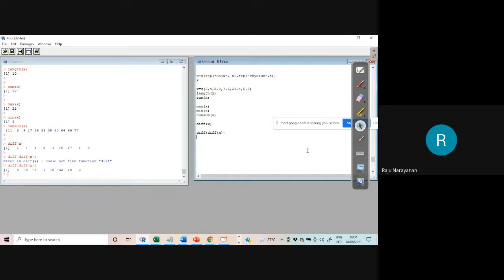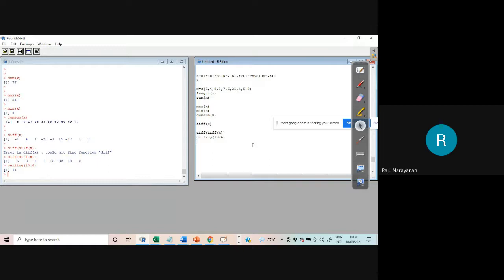Ceiling. Ceiling of 10.56, ceiling of 10.6. What are you expecting? Ceiling and floor. Floor is below, ceiling is up. Wonderful coining of terms, no? Ceiling of 10.6 is 11, the next integer greater than 10.6.